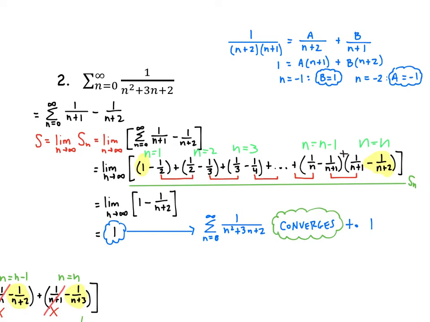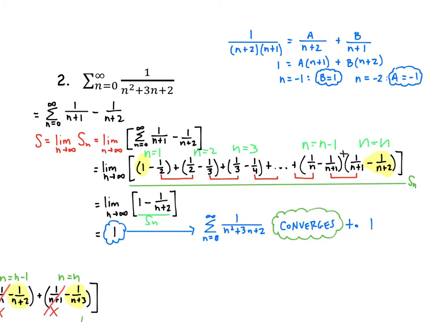So that gives us our S sub n formula. This right here is S sub n. Now we can take the limit as n goes to infinity. And when we do that, we're just going to be left with 1. So our conclusion is this series converges to 1. The sum of all of these terms in the sequence converges to 1.